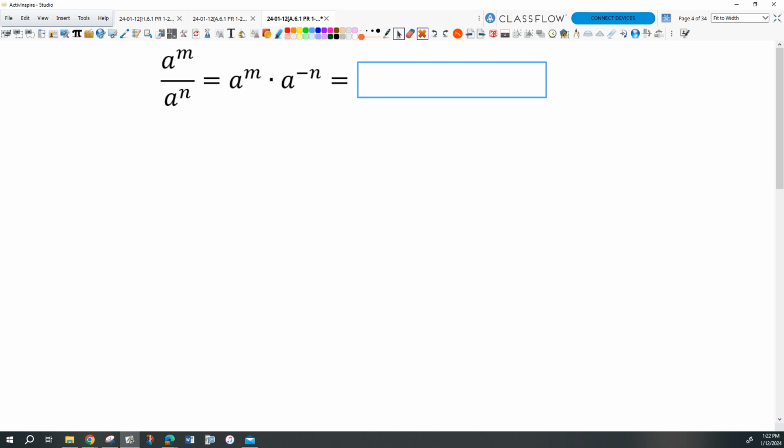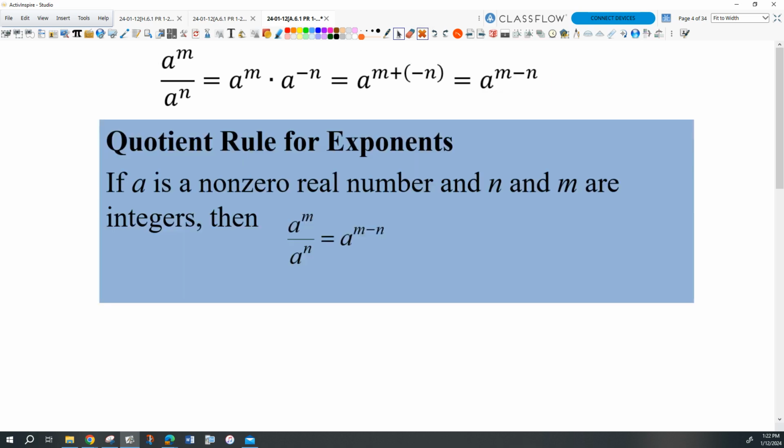Now, if we use the product rule here, if I multiply like bases, my bases are both a, what do I do to the exponents? You add them. Good. So that gives us a to the m plus negative n power. And what's another way of saying m plus negative n? M minus n. There you go. And so we come up with the quotient rule for exponents. When I divide like bases, I subtract the exponents.